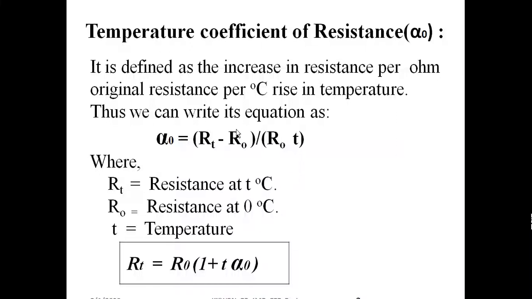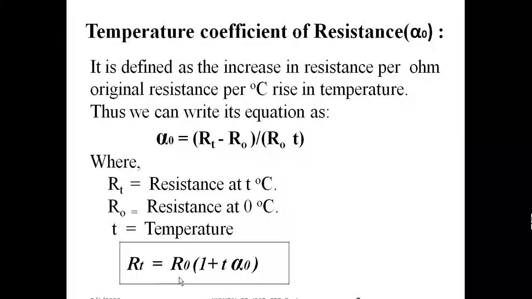If we multiply this equation, that is cross multiplication, then we will get the equation for RT. So, RT will be equal to R0 in bracket 1 plus t into alpha 0. This is the most important equation in solving the numericals related to effect of temperature on resistance of conducting materials.